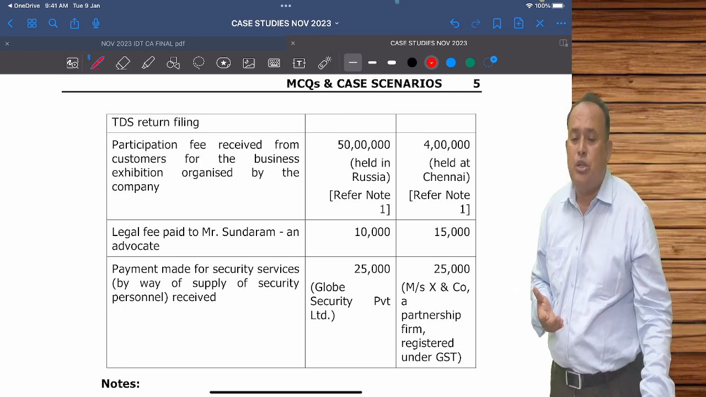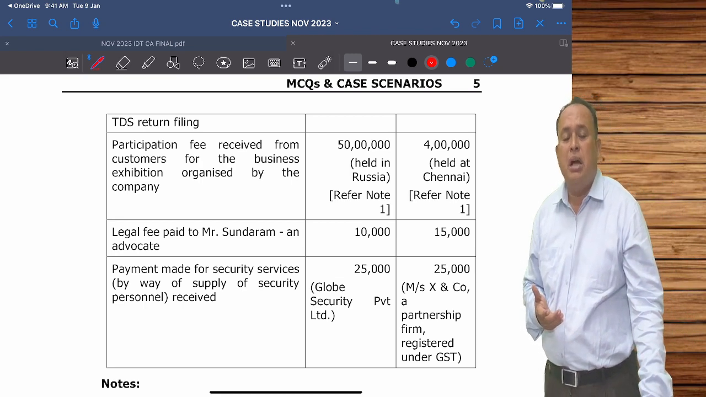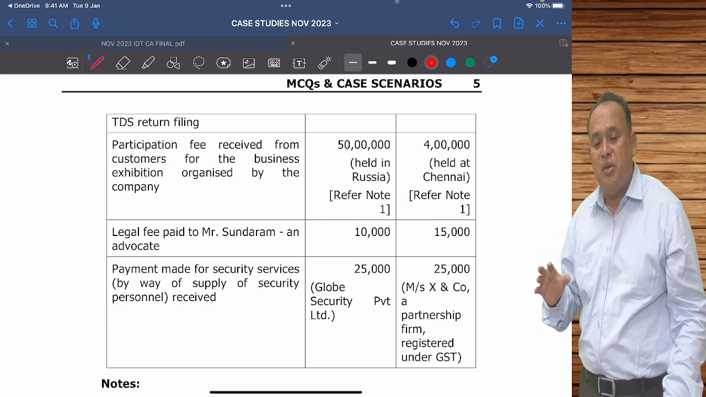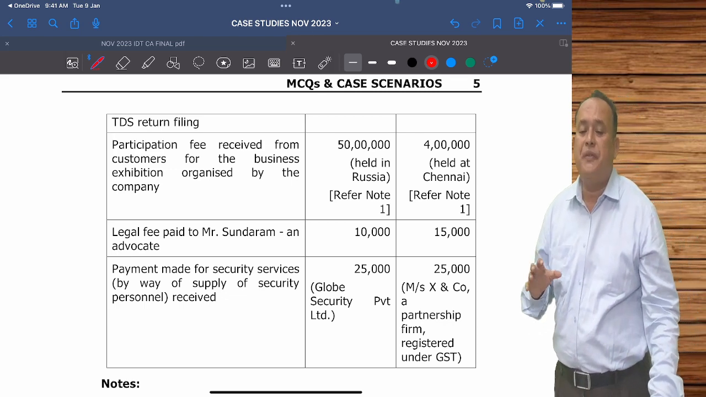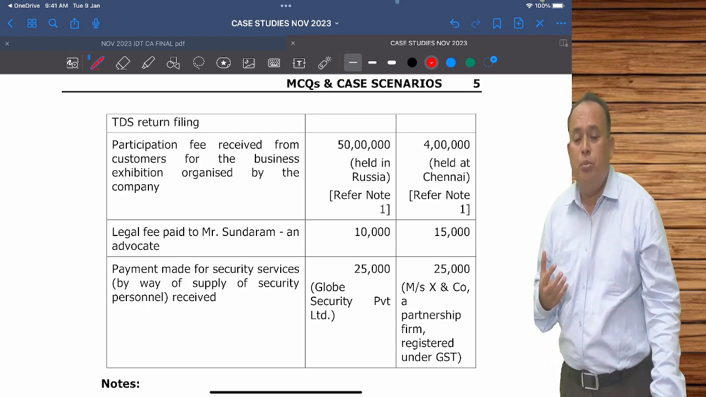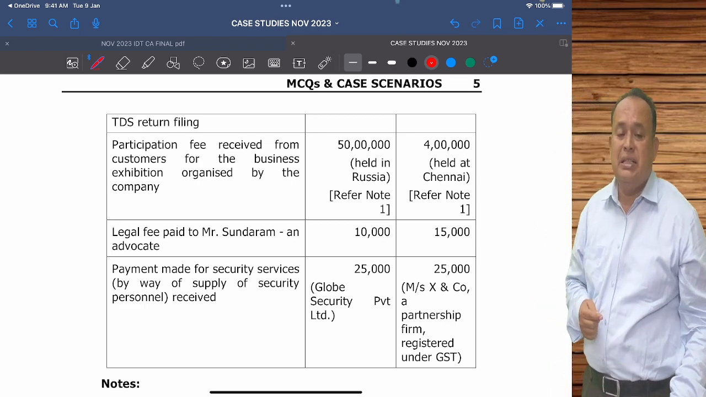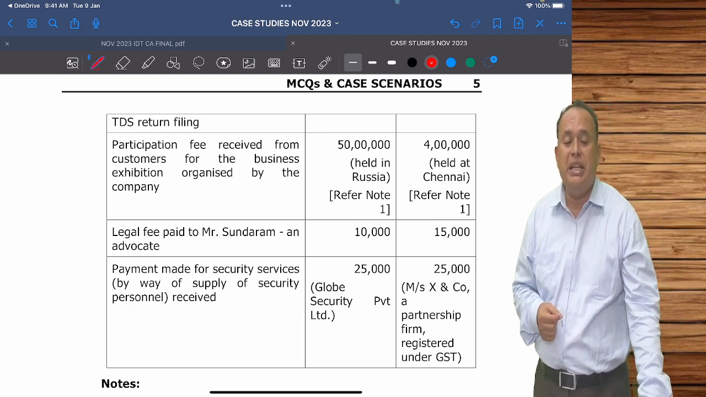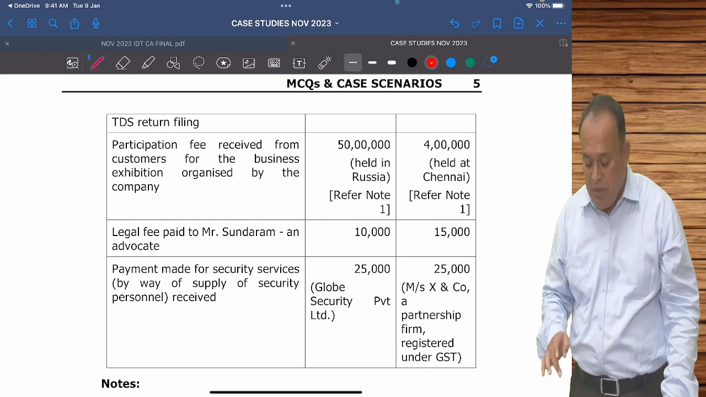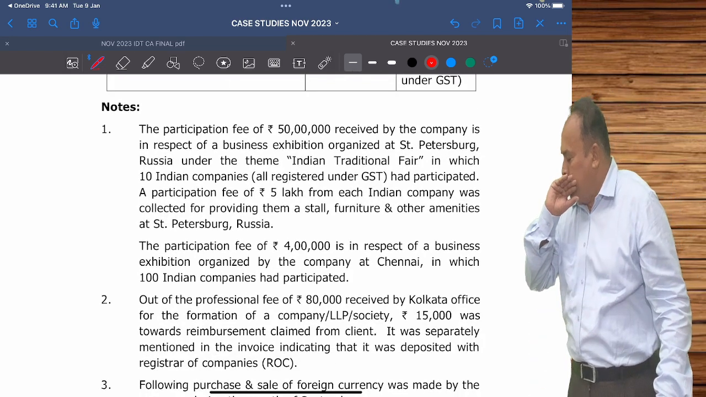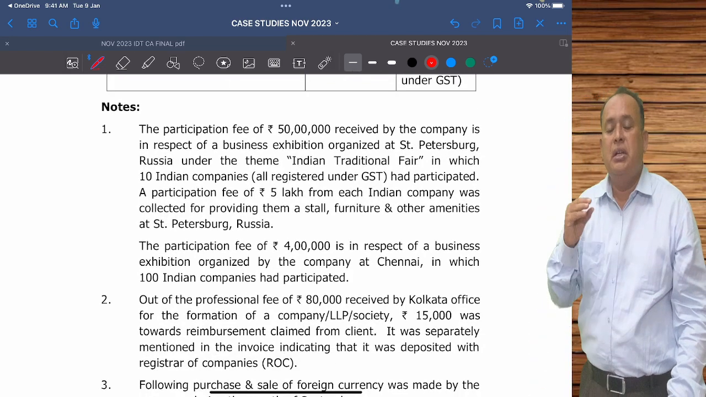Legal fee paid to Mr. Sundaram, an advocate, 10,000 and 15,000. Payment made for security services by way of supply of security personnel, 25,000, to Globe Security Private Limited, and the next one 25,000, where the payment is made to XN Company, a partnership firm registered under GST. Notes, important to note. They are given here.